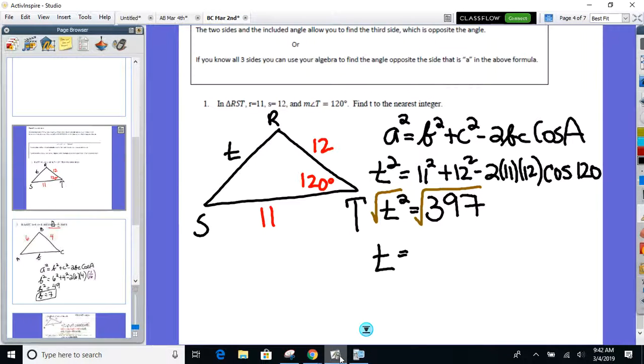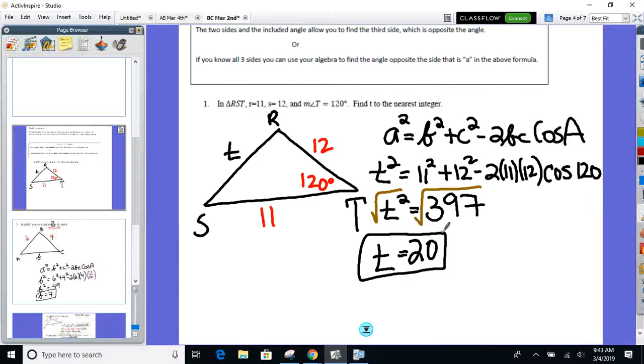T equals 19.92488. That's equal to 20. In case anybody wanted to know where you got that from. All right. So for law of sines, I didn't have enough information, so I have a new formula now called the law of cosines.